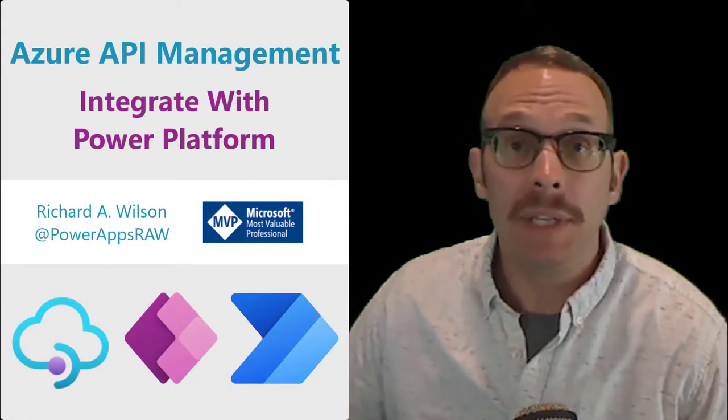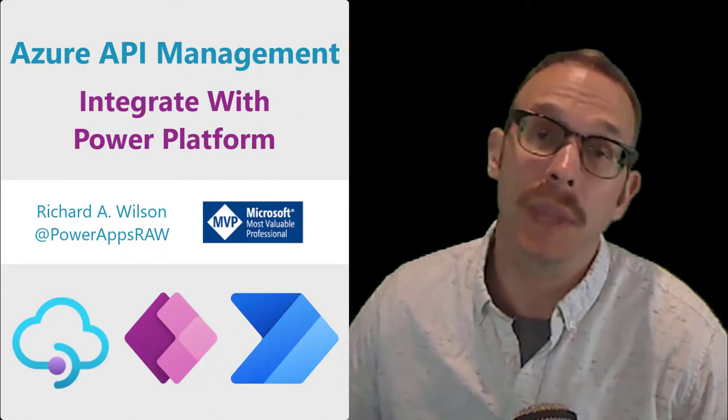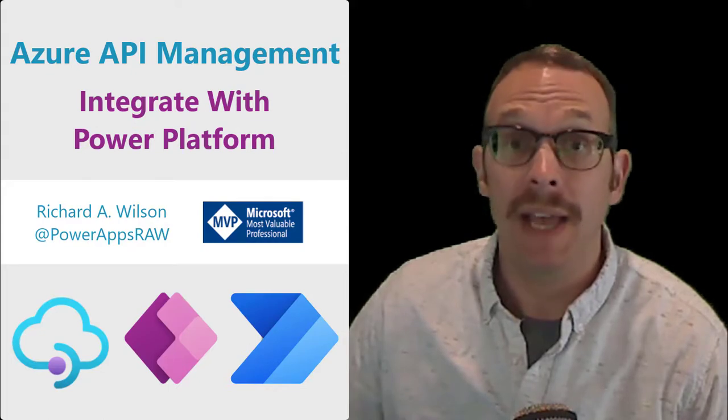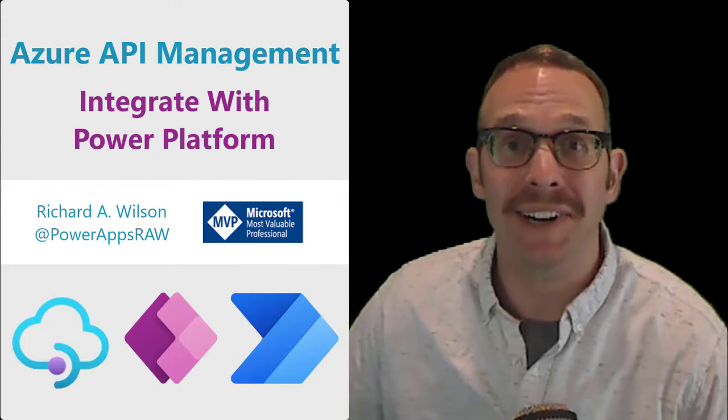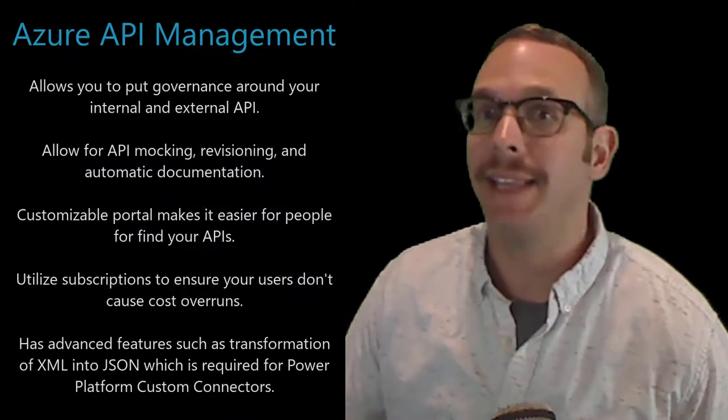We're actually going to be building upon the previous video I did, where I showed you how to take an OpenAPI file and import it as a custom connector. This time, though, we're going to be using that same OpenAPI file, importing it into the Azure API Management Service, and then publishing a custom connector automatically from there. So let's get started.